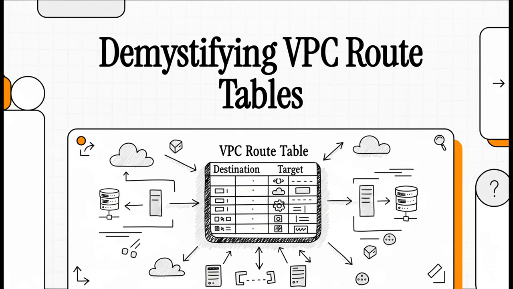All right, let's jump right in. Today, we're going to tackle something that's absolutely fundamental to networking in AWS, but honestly can be a little confusing at first, the VPC route table. By the time we're done here, you'll see exactly how your cloud network thinks.